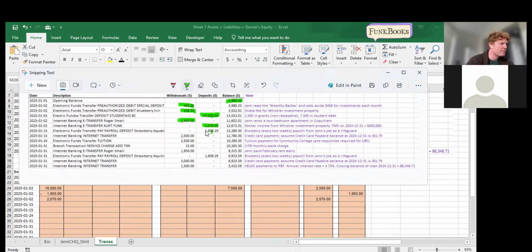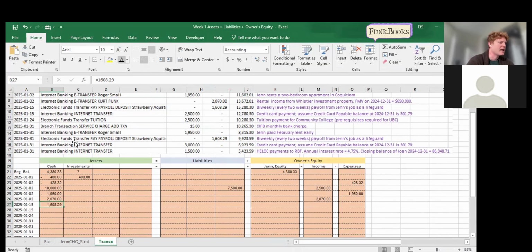Moving on, we've got a payroll. So this is now Jenn's job of being a lifeguard, and this is the net amount, right? In reality, there's going to be some payroll taxes and things deducted off this, and the gross would be different. It's something we'll be exploring in a future lesson, but for now, we can just think of this as the exact amount that goes into your bank account, your auto deposit, right?